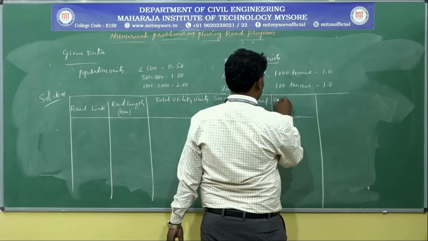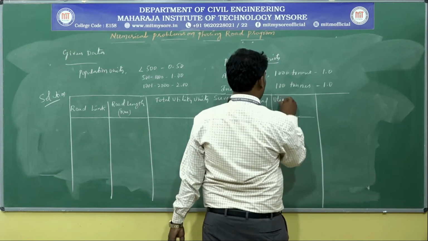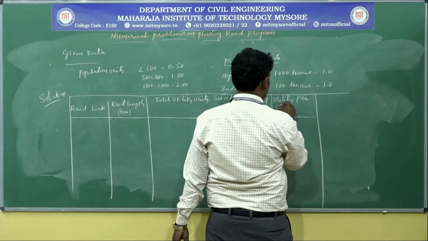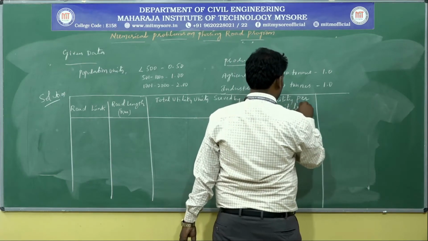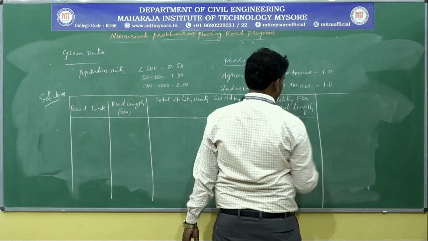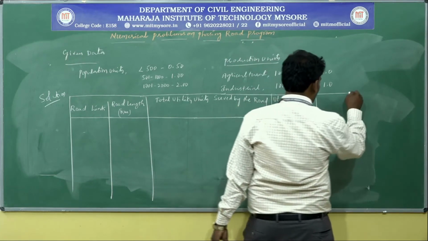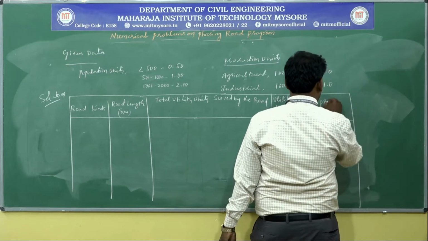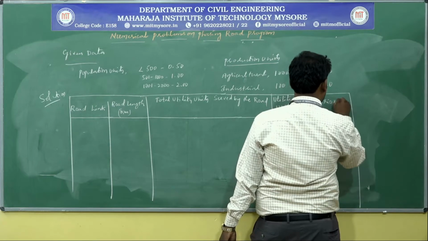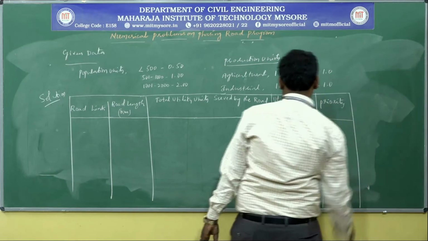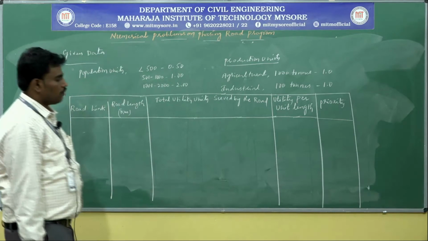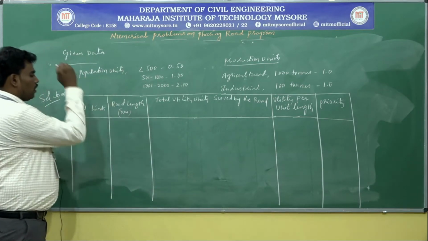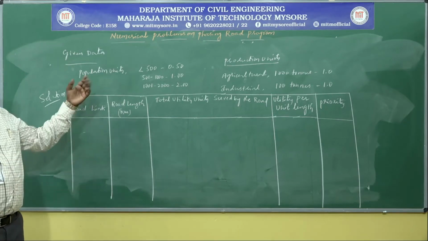Next, the fourth column is utility per unit length. And the last column is priority. This was the tabular form to compute the answer for the problem.